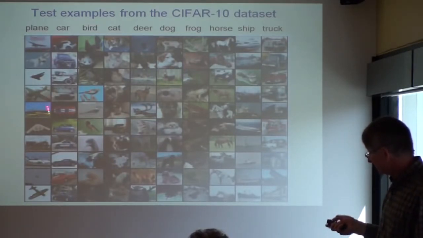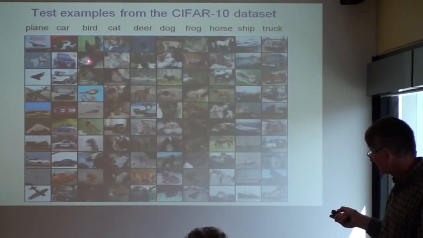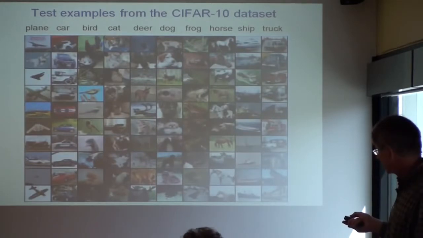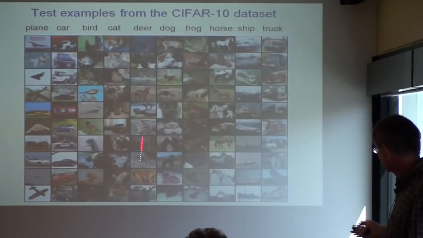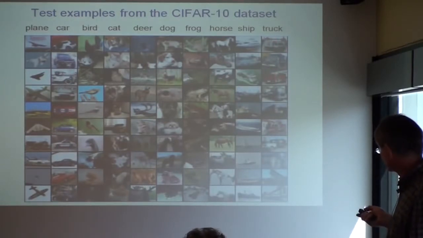So as you'll see, there's a lot of variation. If you look at birds, that's a close-up of an ostrich. This is a much more typical picture of a bird. And it's hard to tell the difference between these 10 categories, particularly things like deer and horse. We deliberately chose some very similar categories, like truck and car, and deer and horse.